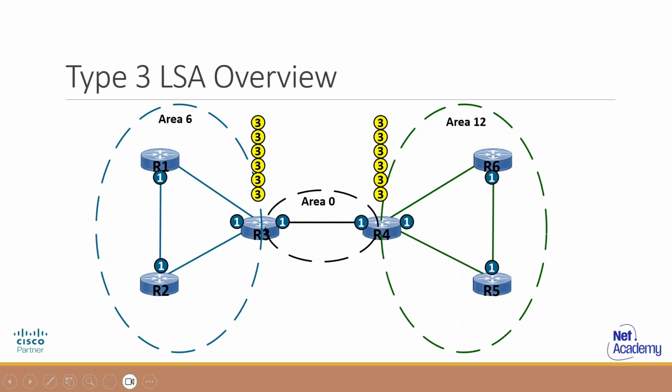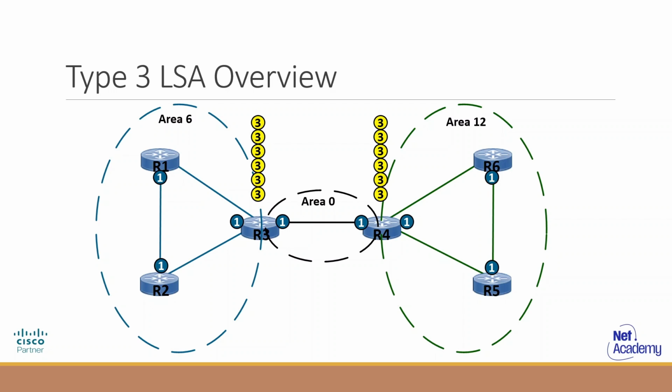So if I had, for example, 2 networks on R1, 2 on R2, and 2 on R3 that were in Area 6 for a grand total of 6 networks in Area 6, then I would send 6 Type 3 LSAs into Area 0. Now, these LSA Type 3s, they can go beyond ABRs.